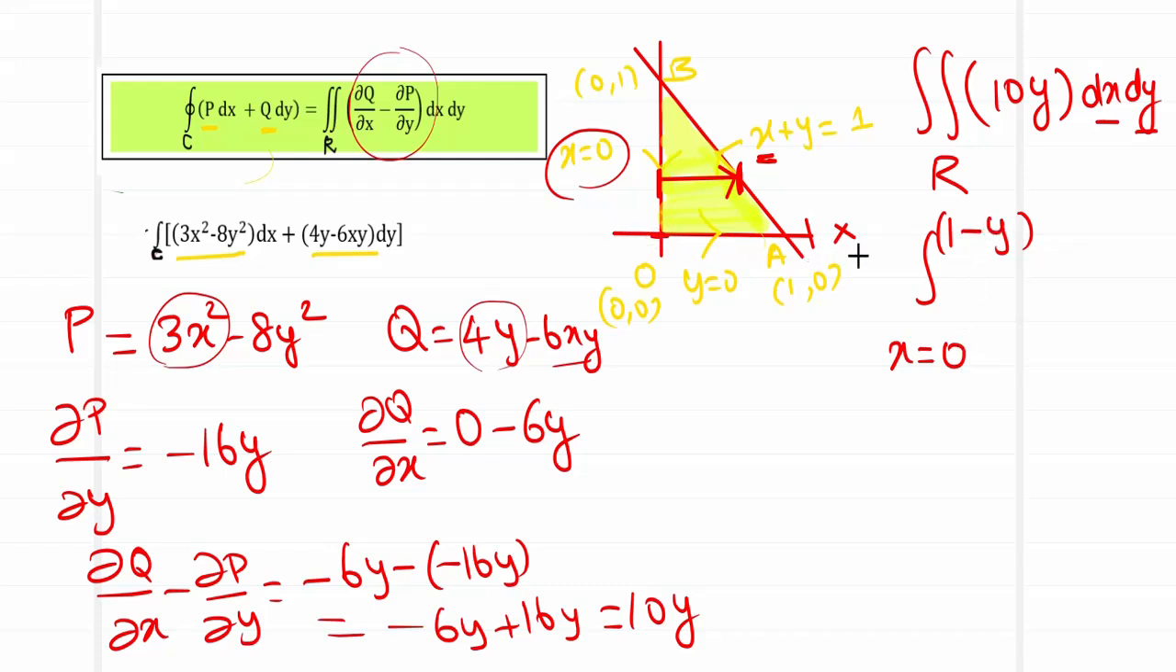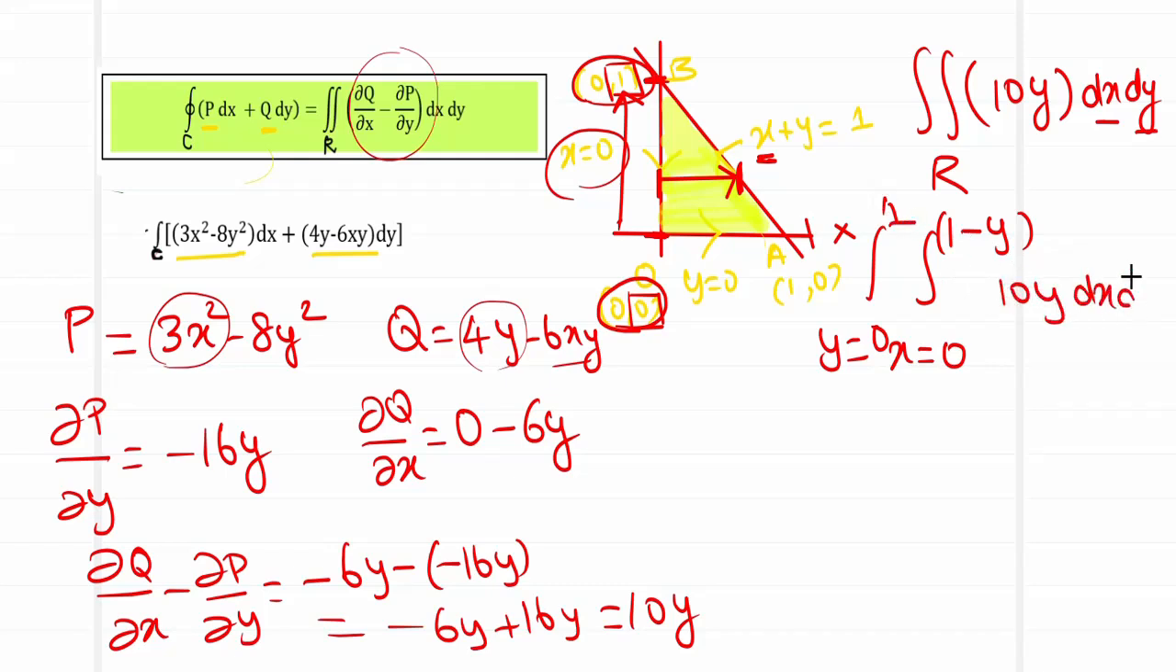Now how about the limits for my y variable? Where does my y vary? y varies from bottom to top. What is the bottom point? The bottom point is (0, 0). What is the top point? The top point is (0, 1). What is the variation of y? y varies from 0 to 1. So what is the function to be integrated? 10y dx dy. Now we are ready for the integration.